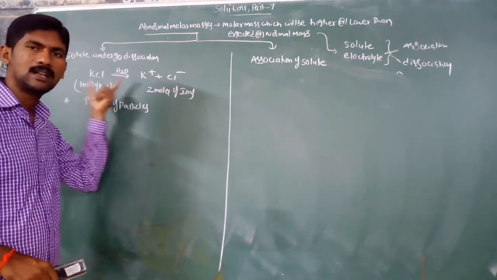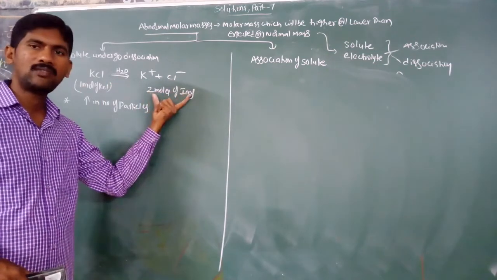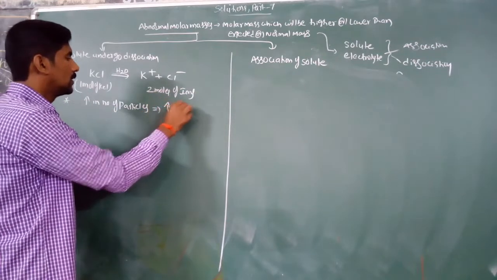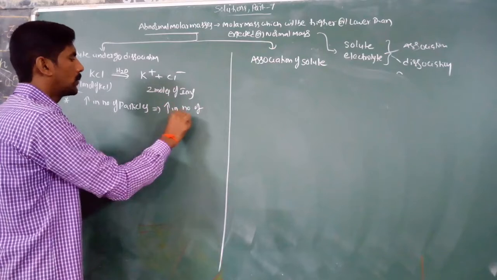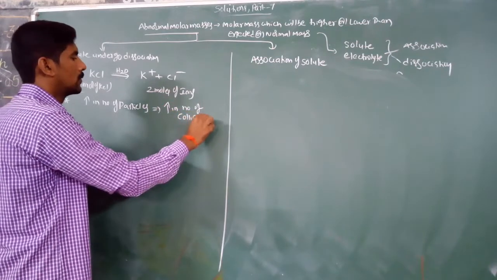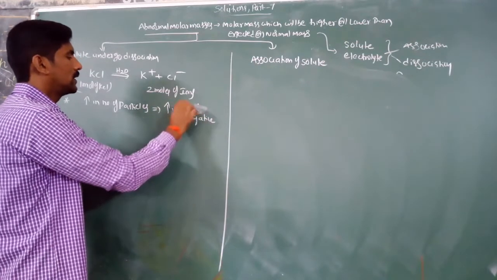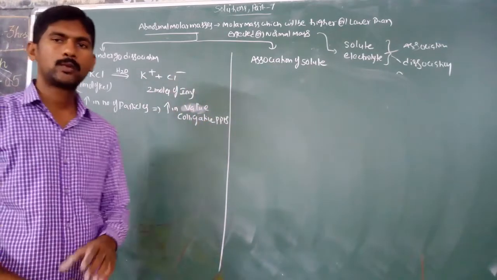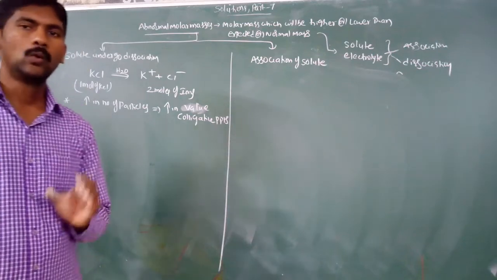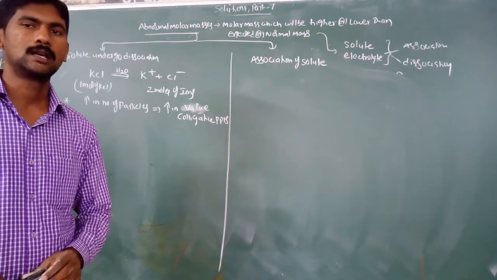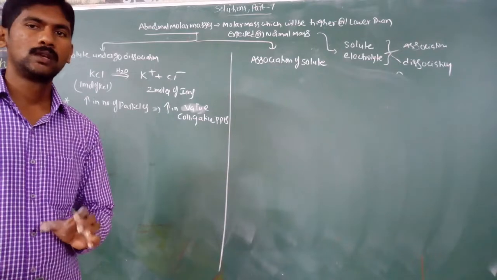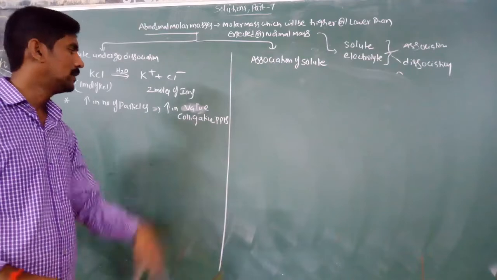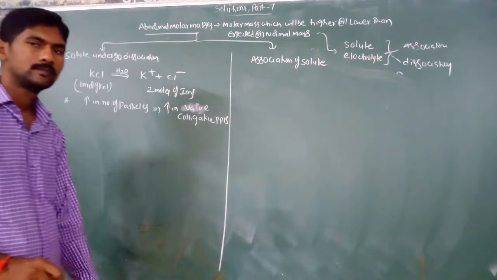Before there is 1 mole of KCl, after dissociation there are 2 moles of ions, which means that the increase in the number of particles leads to an increase in the value of colligative properties, because colligative properties depend only on the number of particles present in the solution.